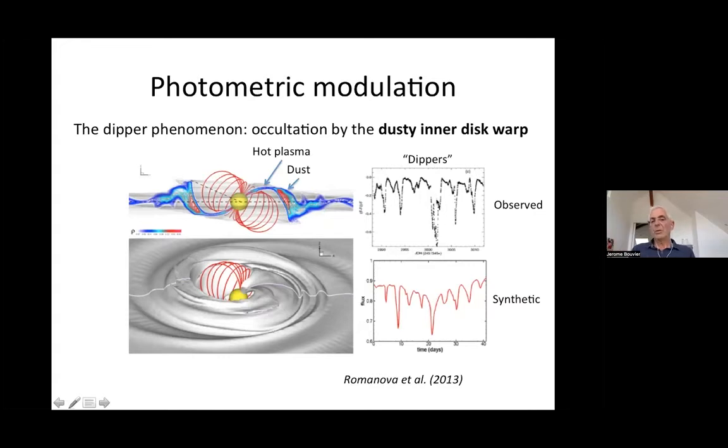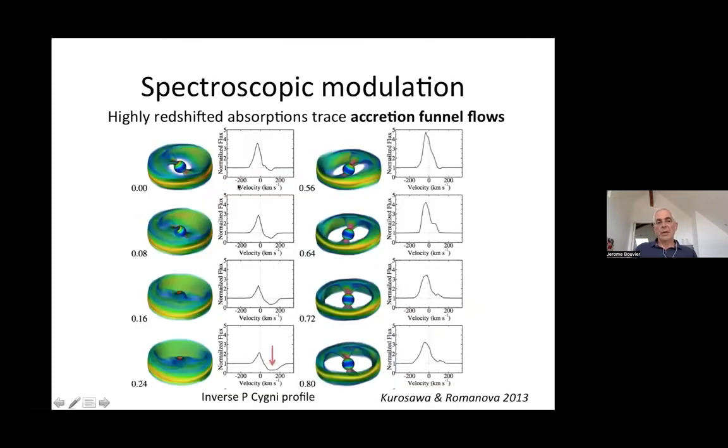This is the type of light curve that is sometimes observed in many objects, which are called dippers because of all these dips occurring on the light curve. So that's one way to probe what's happening at this star-disk interface: dippers. Another way, which is complementary, is to look at spectral variability and especially line profile variability.